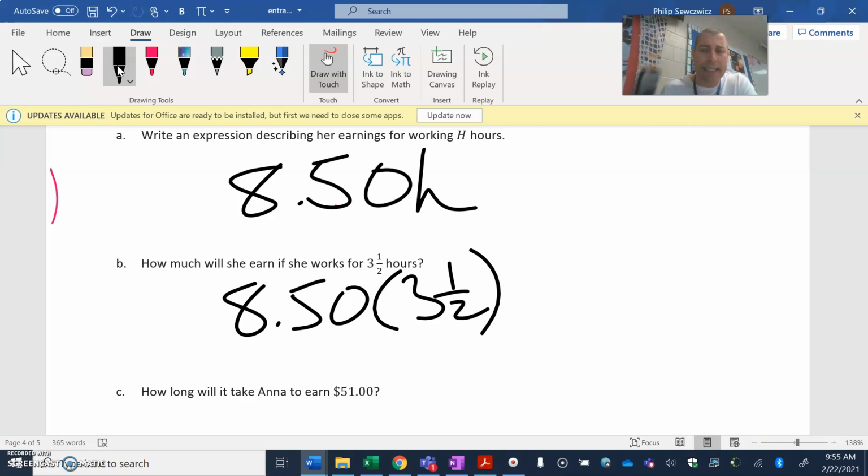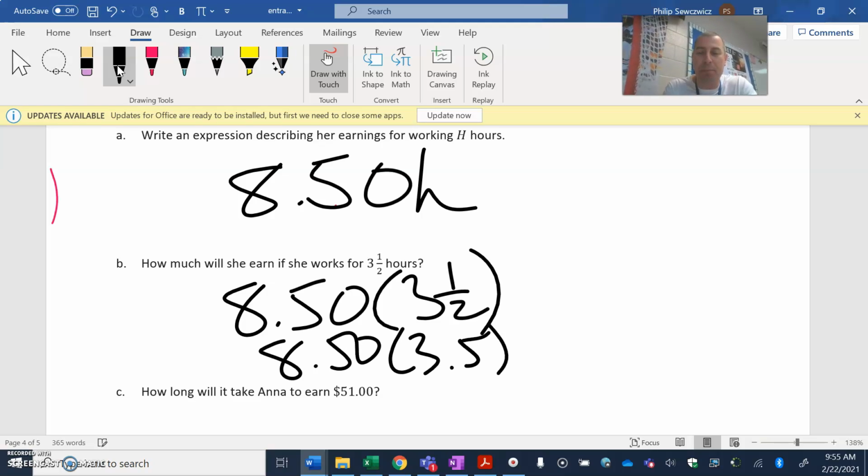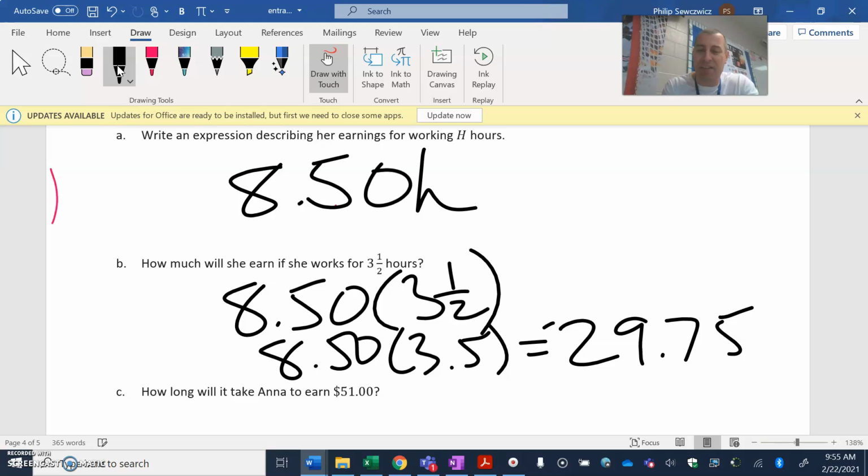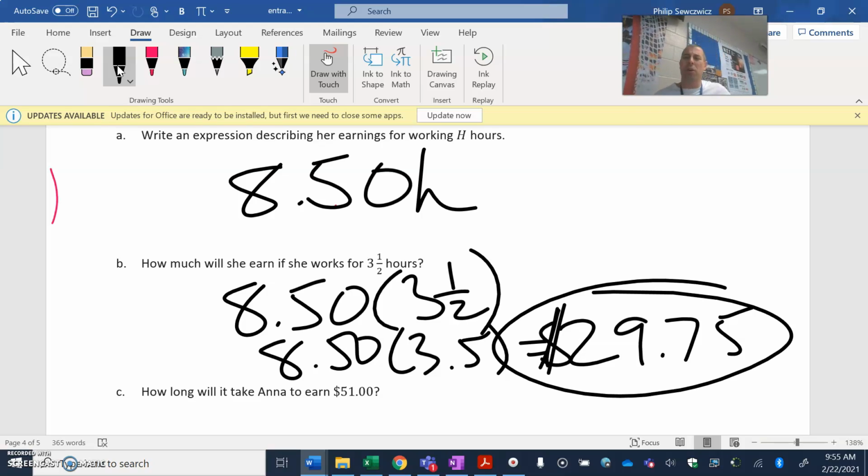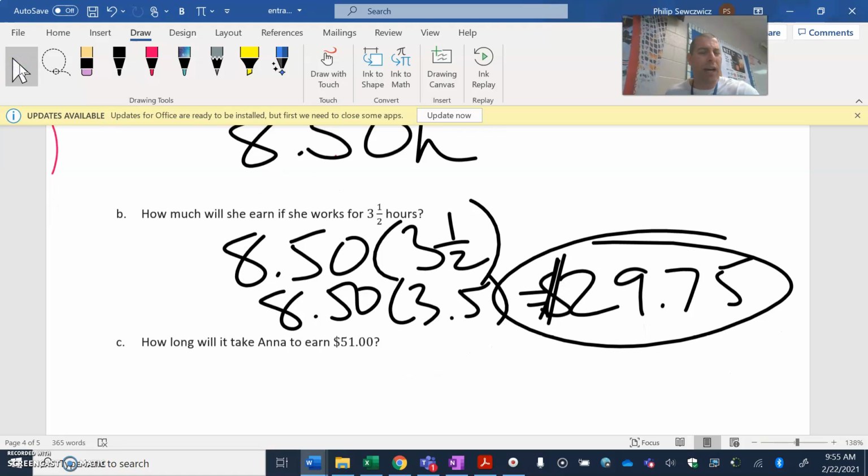Now, because we're reaching for a calculator here, we want all in decimals to clean things up. So we talk about half of something, like half a dollar, we're talking 50 cents. So when I actually punch that in, I'm going to punch in the 3.5 that's there. So 8.5 times 3.5 gives us 29.75. There we go, $29.75.